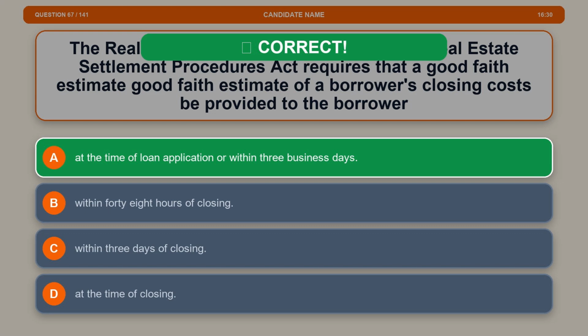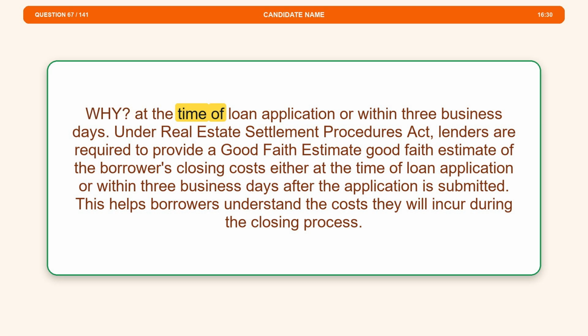The correct answer is option A. At the time of loan application or within 3 business days. Under the Real Estate Settlement Procedures Act, lenders are required to provide a good faith estimate of the borrower's closing costs either at the time of loan application or within 3 business days after the application is submitted. This helps borrowers understand the costs they will incur during the closing process.